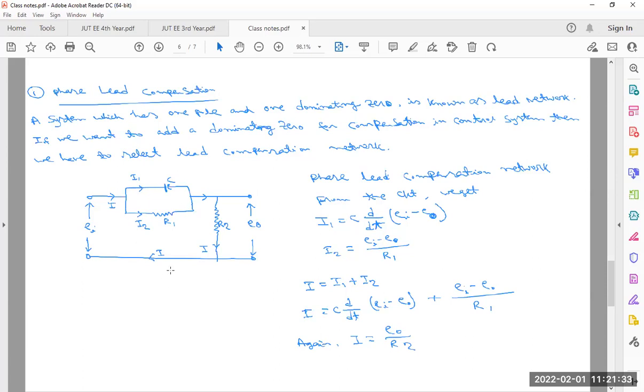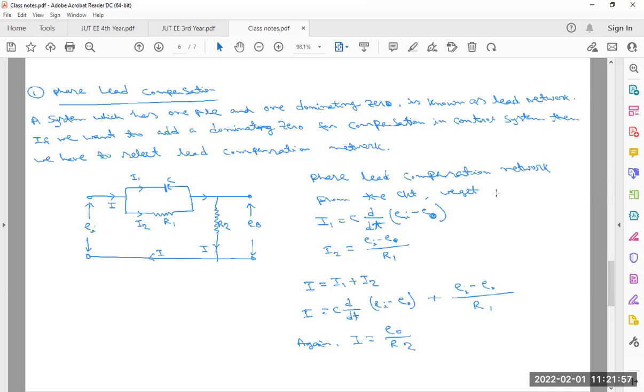In this circuit, you can see this is the input and this is the output. We express them as Ei and E0. We use one capacitor in parallel connection with the resistor R1. And the output comes from the load resistor, that is R2. So this is the phase lead compensation network.